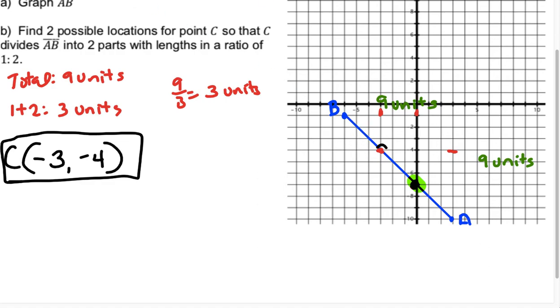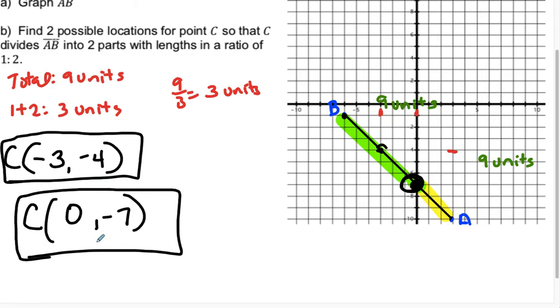Okay, so now we can go from A now. All right, again, 1 to 2 ratio. So this is 1 and then 2 units right over here. Okay, and then we can clearly see that this point right here, which is negative 1, 2, 3, 4, 5, 6, 7. So point C could be at 0, comma, negative 7. All right, so those are the two possible locations for point C so that we are splitting this line AB into two parts with a ratio of 1 to 2.